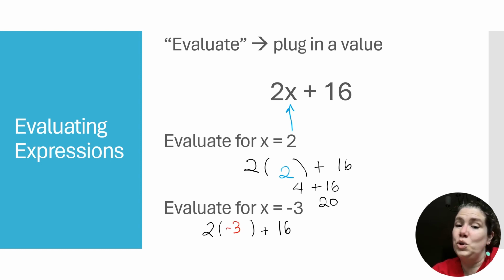So now I'm going to go 2 times -3 is -6. -6 plus 16 is going to go to just 10. So I had two different answers for my expression depending on what value for x I plug in.